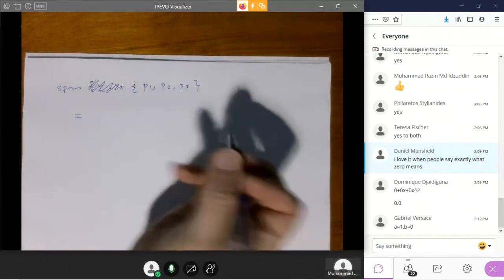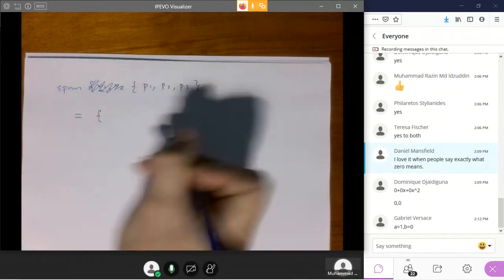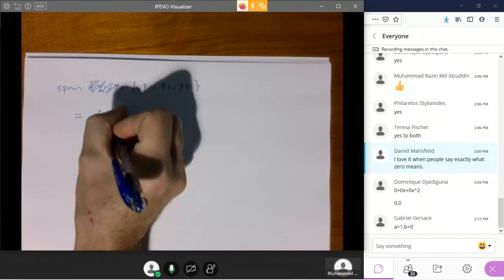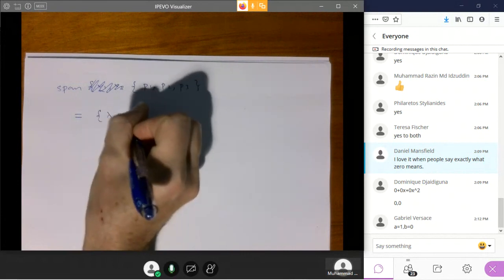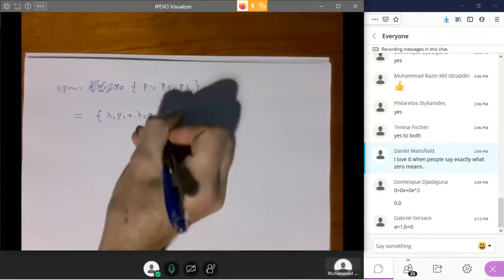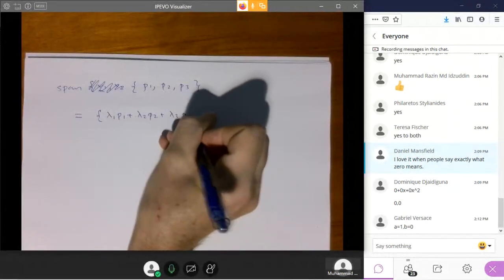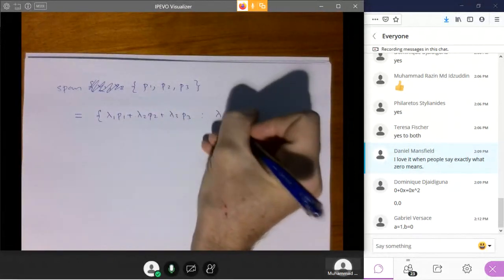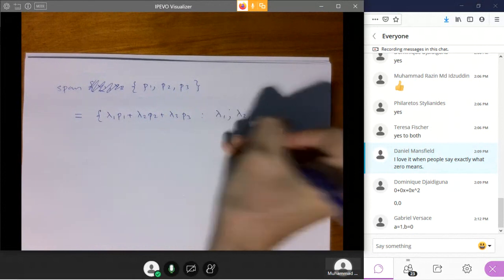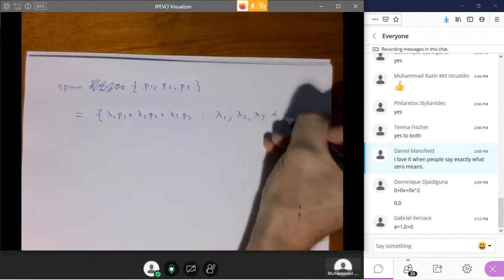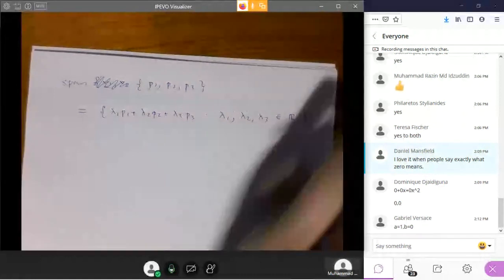Okay, so I hope you've written something like this. It's the set of all linear combinations of these. So it's the set of all expressions lambda1 p1 plus lambda2 p2 plus lambda3 p3, such that lambda1, lambda2, lambda3 are any scalars, and in this case, let's say they're real numbers. That's what we want for this question.